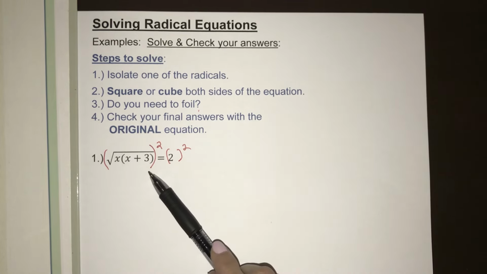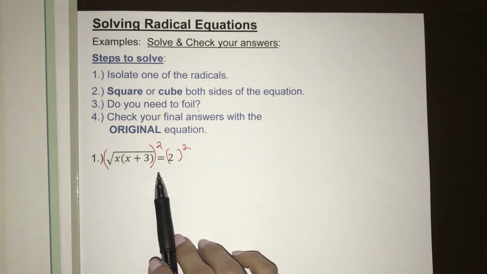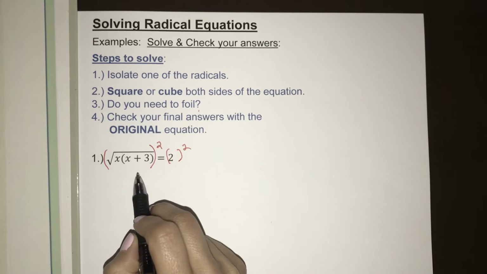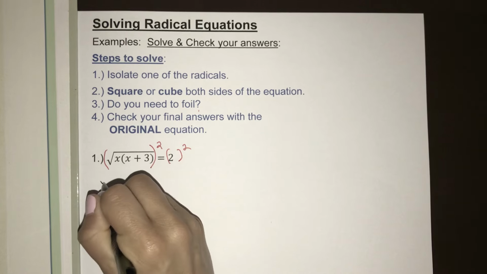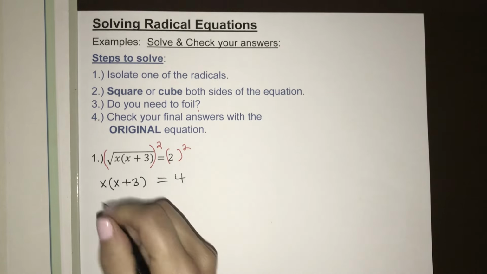When we square a square root, the radical goes away. That's the whole idea behind solving radical equations. We have to eliminate the radical so that we can solve for x. If you can't get rid of the radical, then you might not be able to solve for the variable. So that is why we square both sides or we cube both sides, because that will eliminate the radical. So right here, if I square a square root, I will just get x times x plus 3 equal to 4. We distribute.